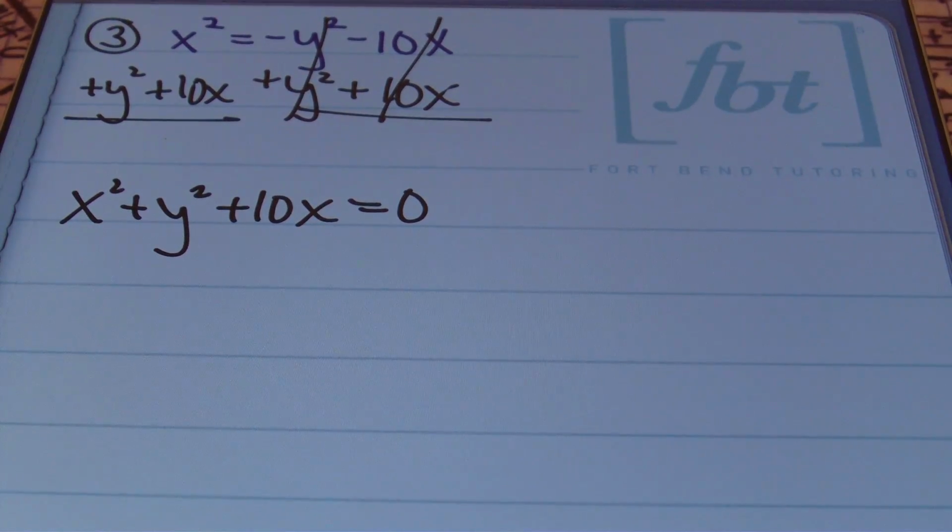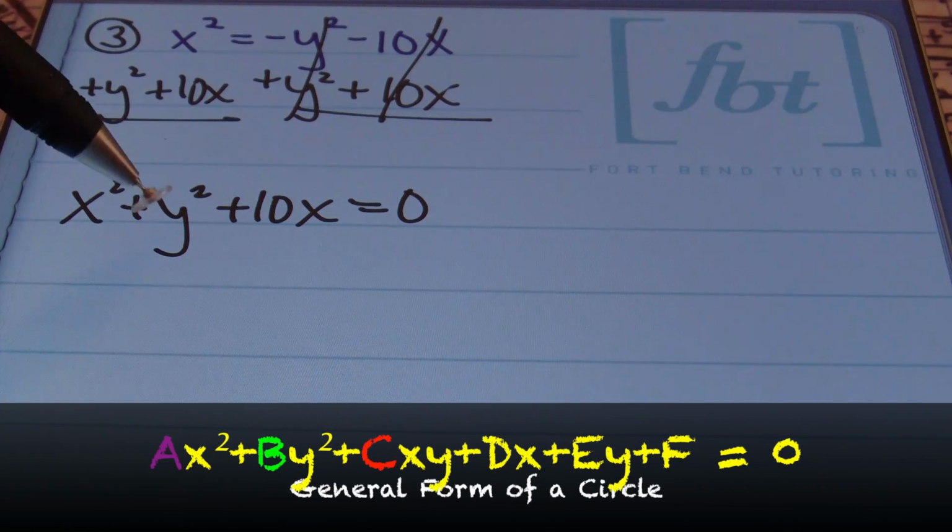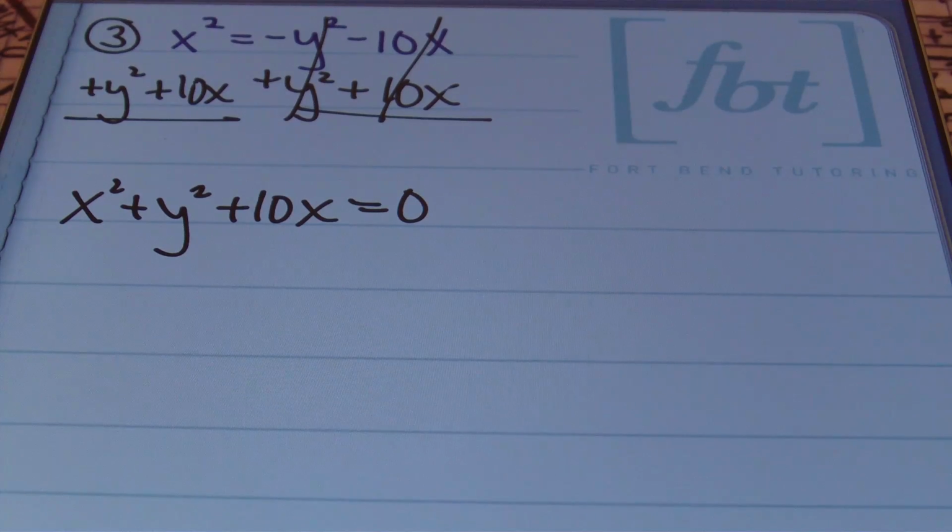So this is the general form of the equation. I know it's a circle because my a and my b values are equal to one another and they don't equal 0. So it's a circle. So that being the case, let's go ahead and complete the square to put this into center radius form.